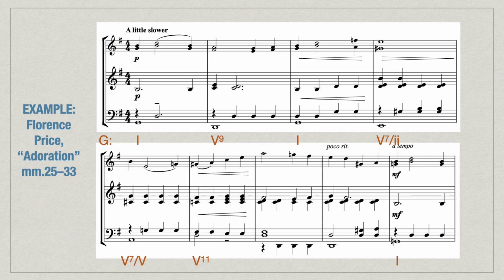Let's see an extended chord in the Western art tradition. Here's a piece called Adoration, composed by Florence Price. She uses 2 different extensions above the dominant, a 5/9 and a 5/11, in measures 26 and 30. Let's listen.